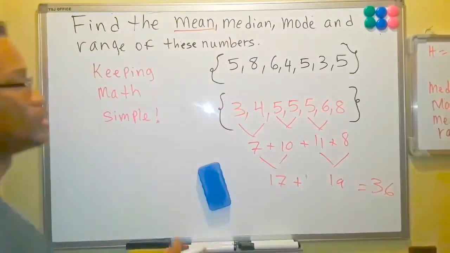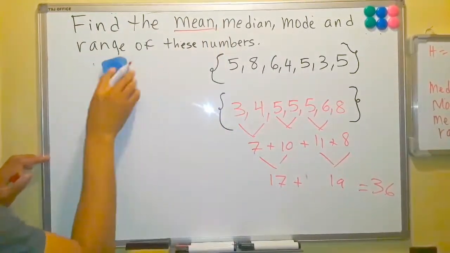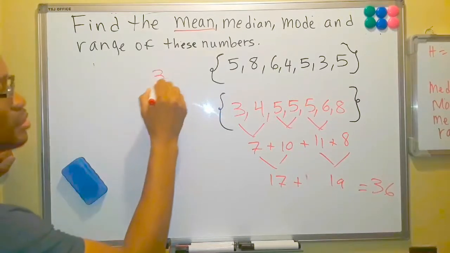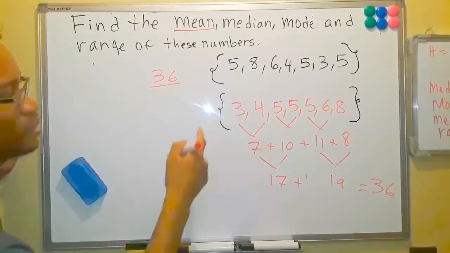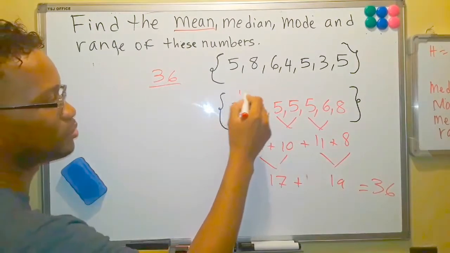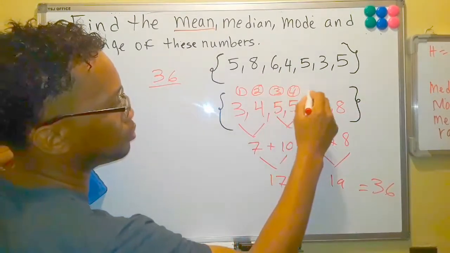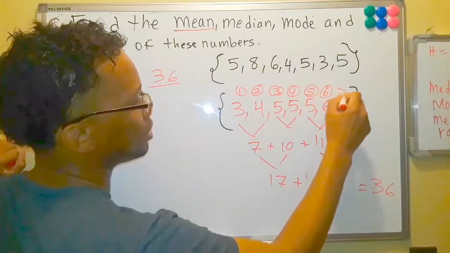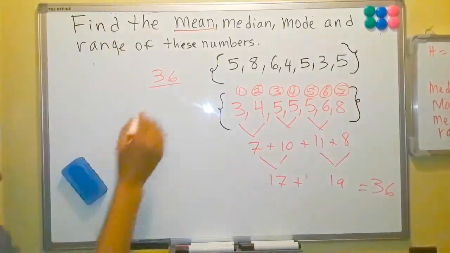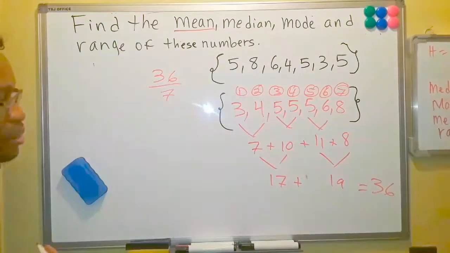Okay? Alright, let me erase this right here. So 36 divided by 7, since we have 7 numbers here. In case some of y'all ask what that means later, I divide that by 7, so I can give me the mean.